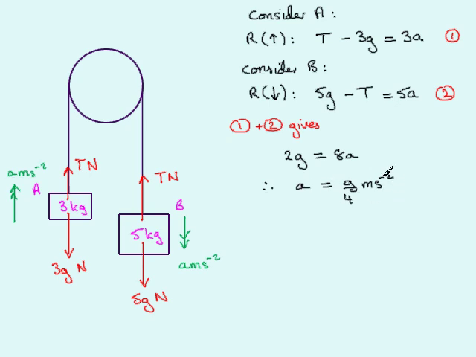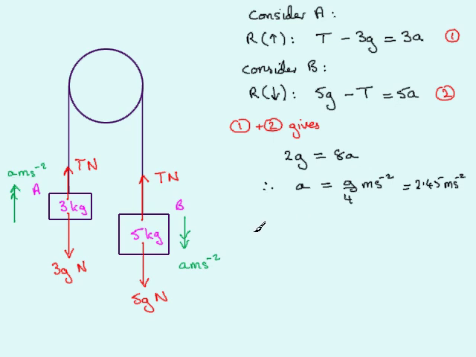And if I wanted to express this as a decimal, taking g to be 9.8 meters per second squared, if I did a quarter of 9.8, what I find is that I get an acceleration of 2.45 meters per second squared. Okay, now that I have the acceleration, either expressed in terms of g or as a decimal, I can find T. I can find T by substituting a, say, into equation 1.